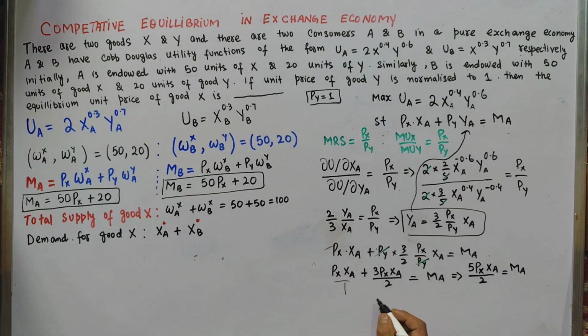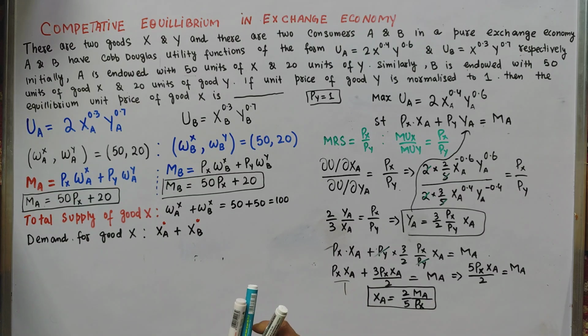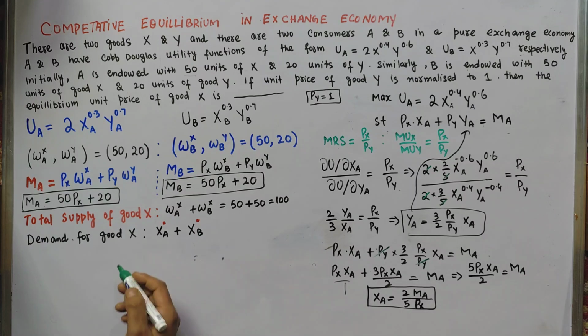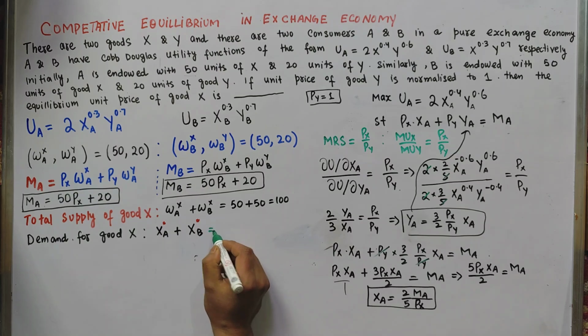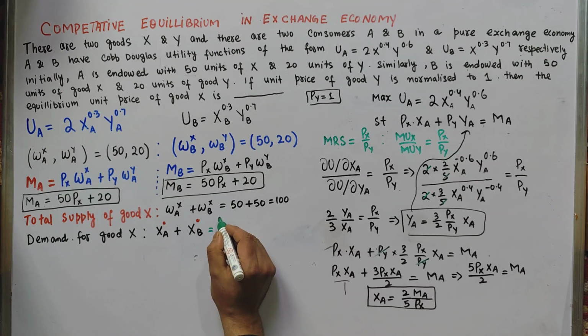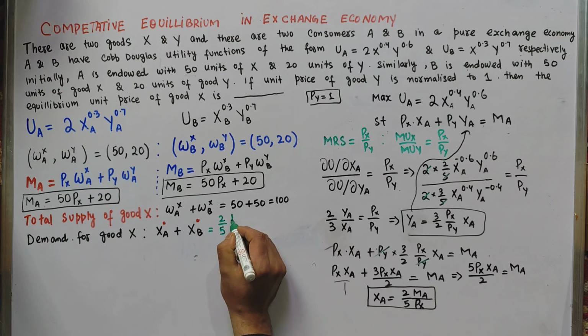Okay, I have the space, let me write it here. That means xa will be equal to 5 upon 2 will become 2 upon 5. Then we have ma divided by px. Okay, this is the demand function for good x. So demand for good x we calculated as this, that is equal to 2 upon 5 income of the consumer A upon the price of x.